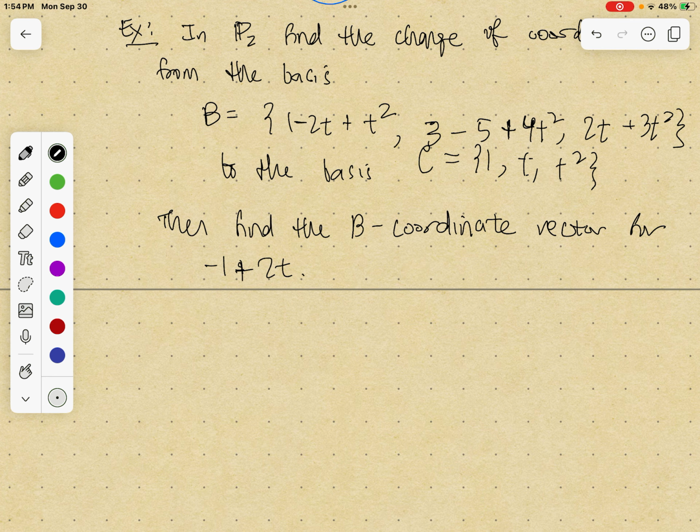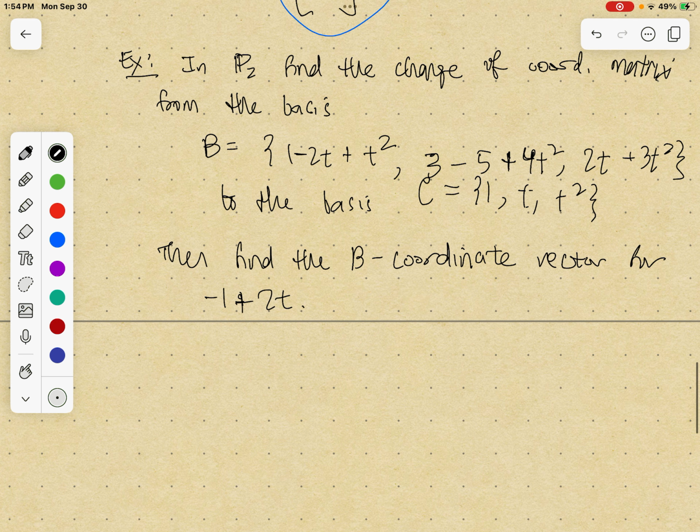Okay, so to do this problem, you have to be familiar with what P2 means. It means all polynomials with degree less than or equal to 2. And so, find the change of coordinates matrix.